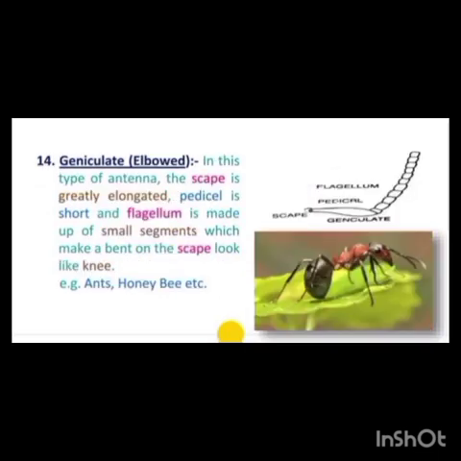14. Geniculate, elbowed. In this type of antenna, the scape is greatly elongated, the pedicel is short and the flagellum is made up of small segments which make a bend on the scape like a knee, e.g. ants, honeybee etc. Here is the picture of geniculate antenna.